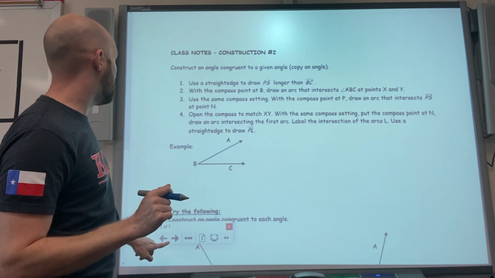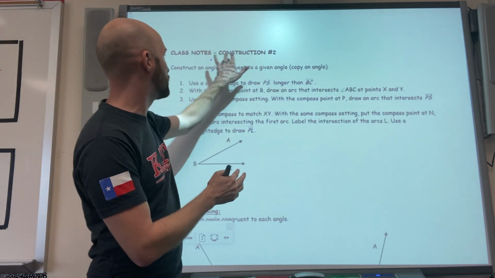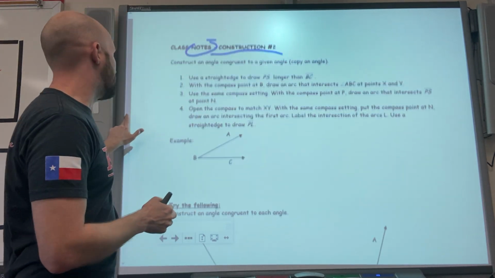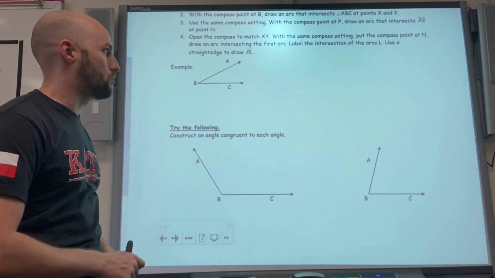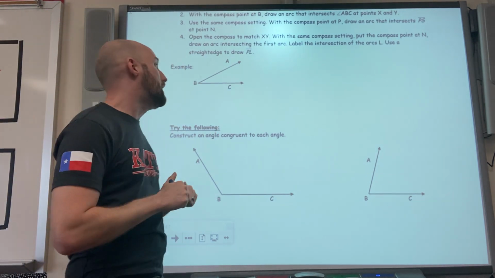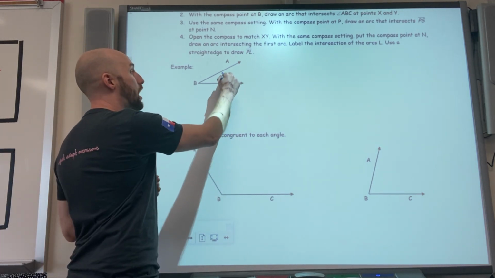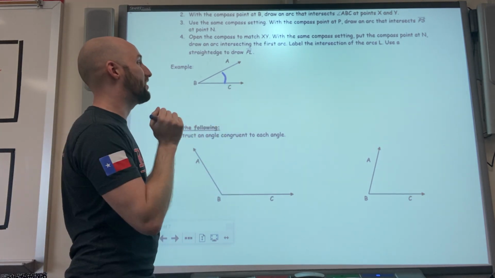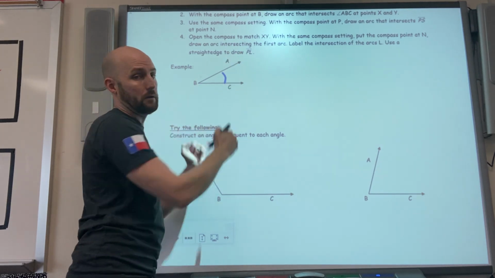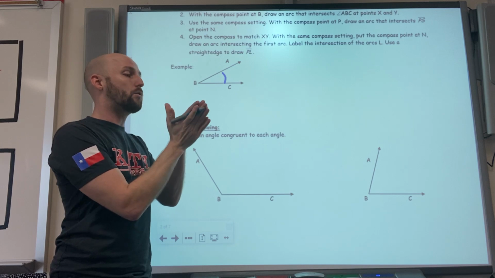Now I want to go back and talk about the angle. So this is actually the real construction number 2 in the notes, and the goal is to copy an angle. Copying an angle is a little more interesting because what I mean by copy the angle is I want you to copy how open it is. I don't necessarily care that these segments are the same length.